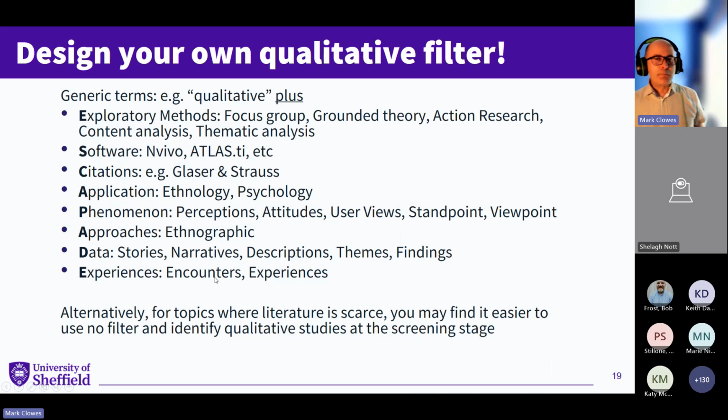So bearing in mind these problems with qualitative filters, it's often a good idea to design your own for the types of qualitative evidence in which you're interested. And Andrew devised this mnemonic. He likes his mnemonics and acronyms to think about the different ways in which you could search for qualitative evidence. So you could just use generic terms like qualitative, but you could also refer to specific methods, to specific software that might indicate a qualitative approach, citations to key qualitative method studies like Glaser and Strauss, phenomena, data, etc.